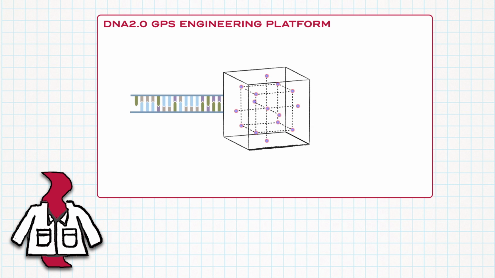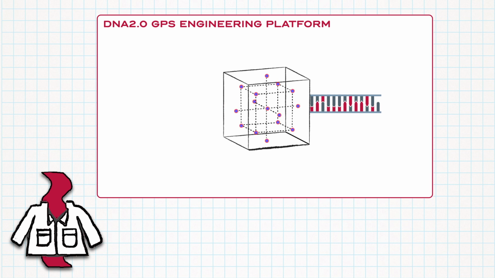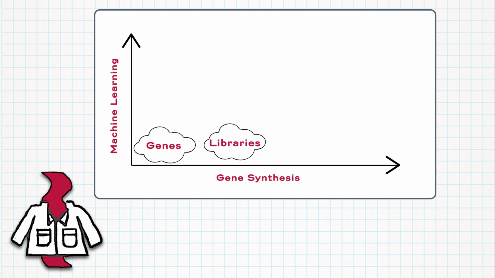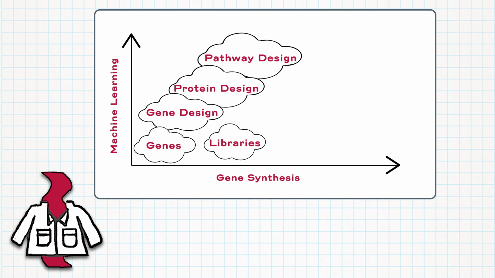Combining machine learning and gene synthesis, our patented GPS platform delivers a proven and efficient method for optimized protein expression and engineered proteins tailored to your desired function. GPS technology can be successfully applied to genes, proteins, pathways, and genome engineering.